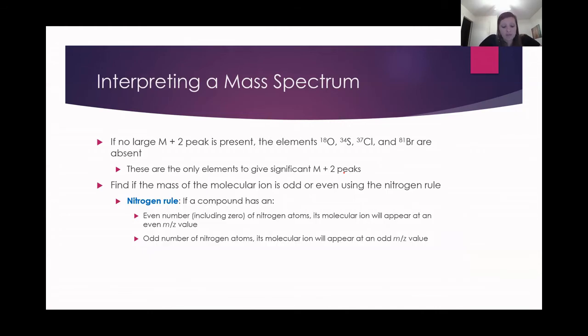If there's no M+2 peak present, then oxygen, sulfur, chlorine, and bromine are not a part of your molecule. These are the only elements that give significant M+2 peaks.